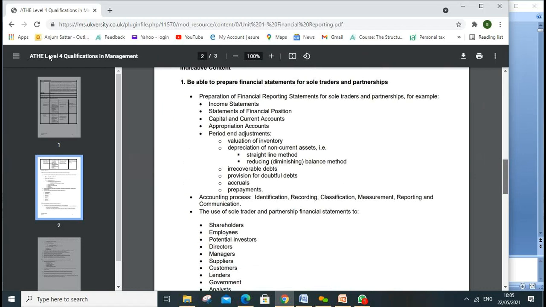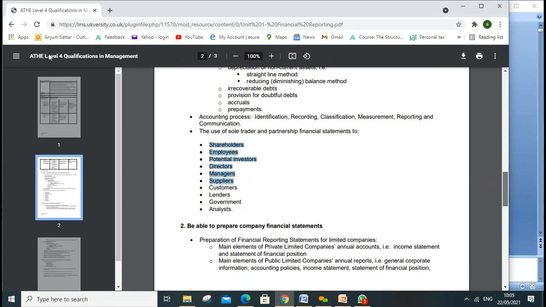Each lesson we have indicative content of what we're supposed to learn. Today's lesson will go through preparing financial statements, financial reporting for sole traders and partnerships, income statement, partnership capital and current account. That's all that will be the focus of our discussion. Also, who uses the financial statements, how users benefit, and what sort of decisions they can make based on the financial statements.